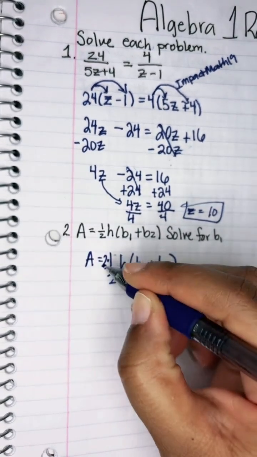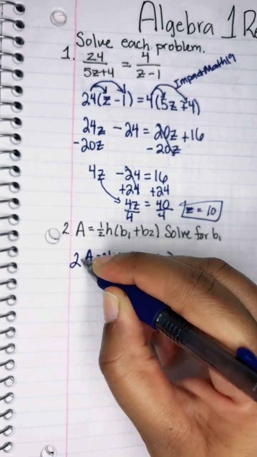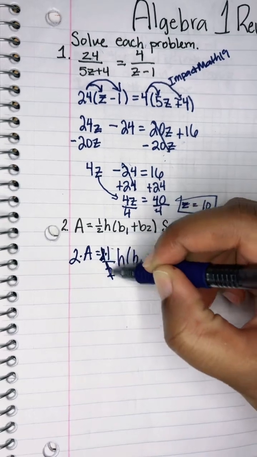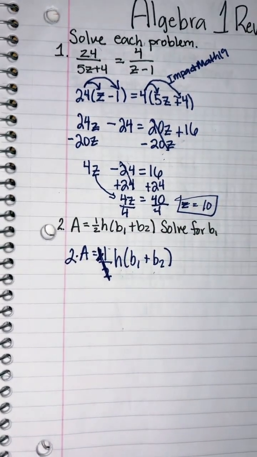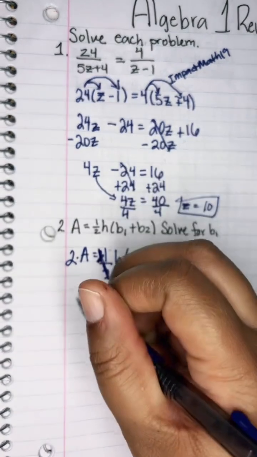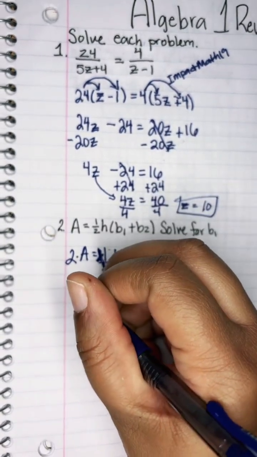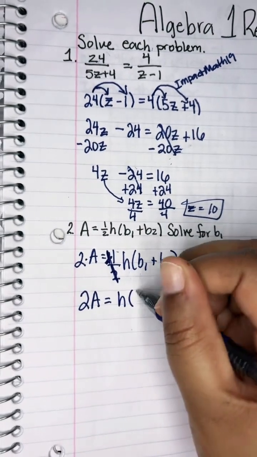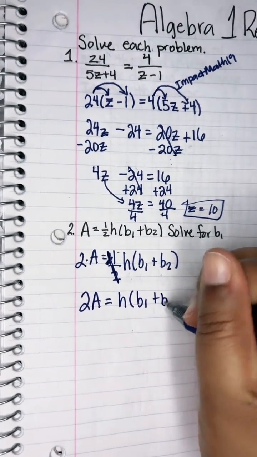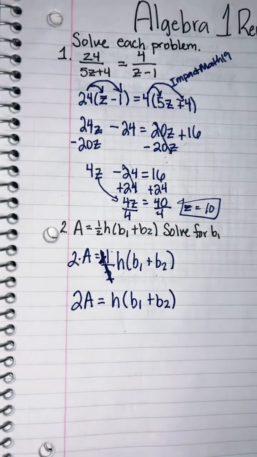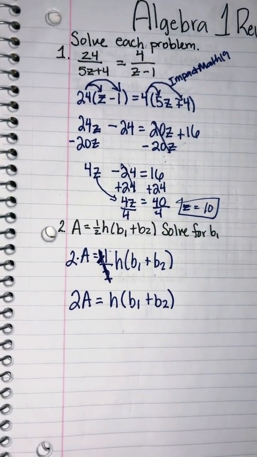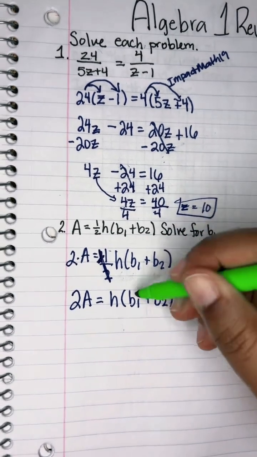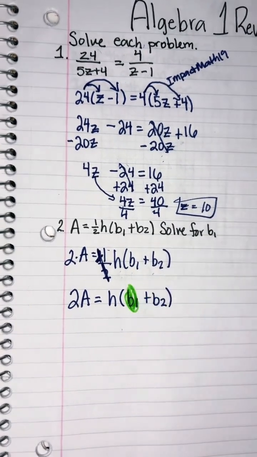And what we do to one side, we have to do to the other. We're going to multiply that by 2. Because what this does is it becomes 2 over 2, which cancels out. And then 2 times A, remember, it's not going to make sense in our brain. We just write them together. So 2A equals H B1 plus B2. All right. Remember, our goal is to isolate and get this B1 by itself, okay?